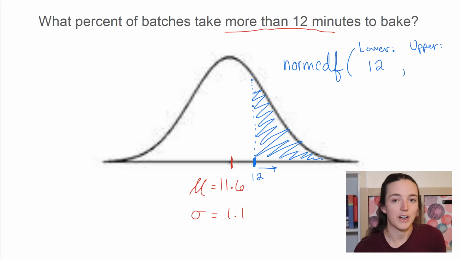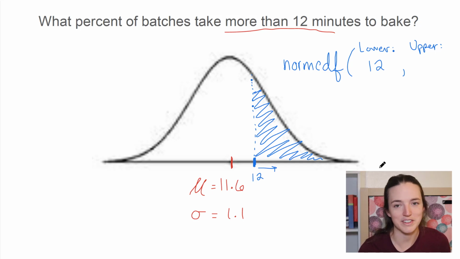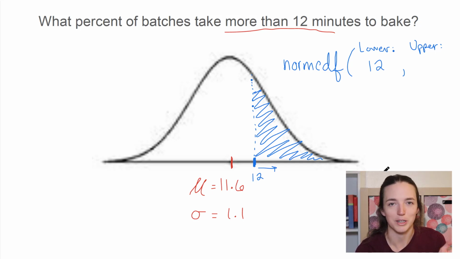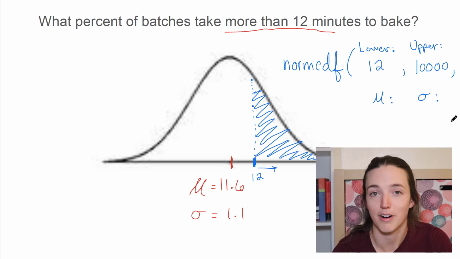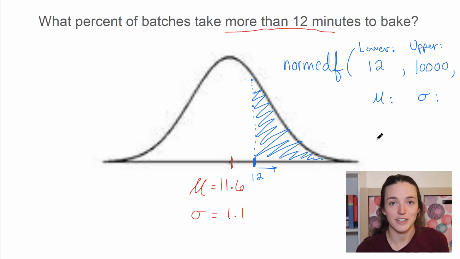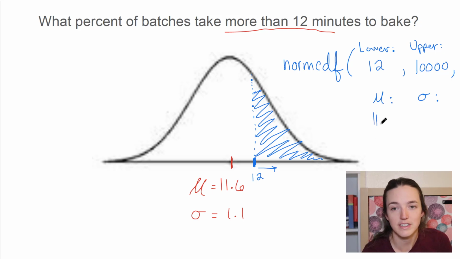So what you want to say for upper is something that's obviously too big, like way too big. That way we get the entire right side of the distribution included. So you could say like 20 or 25. It seems like that's probably well beyond where the curve ends. But I'm just going to put in 10,000. If a batch of cookies takes more than 10,000 minutes, you're doing something wrong. The next two things that the calculator needs to know are the mean and the standard deviation. So we're going to type in 11.6 and we're going to type in 1.1.